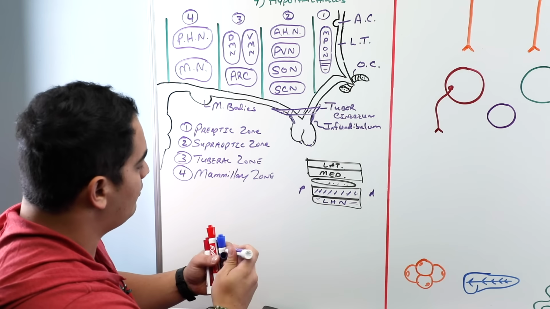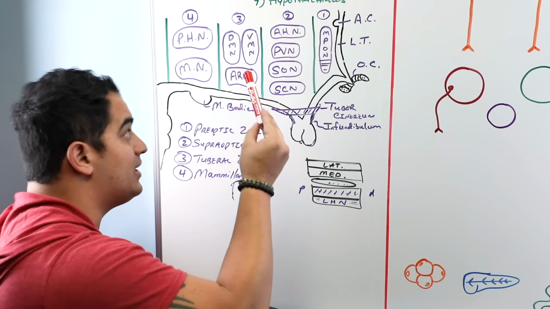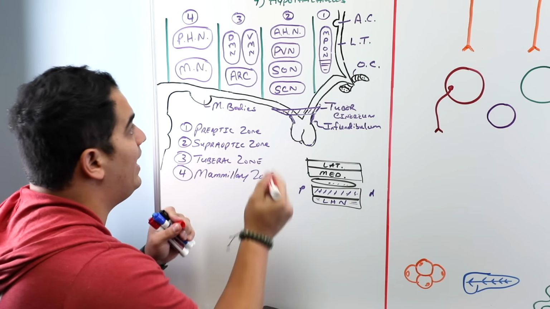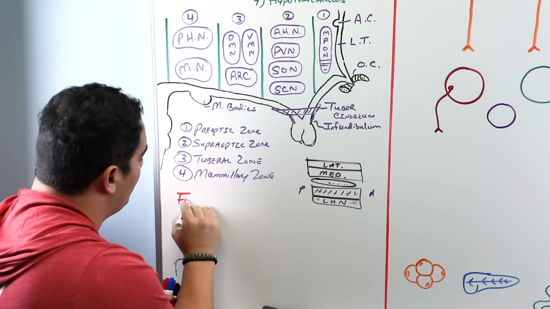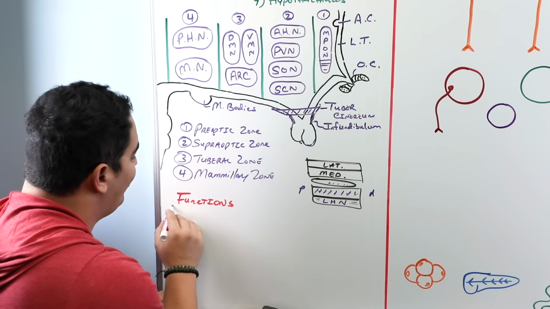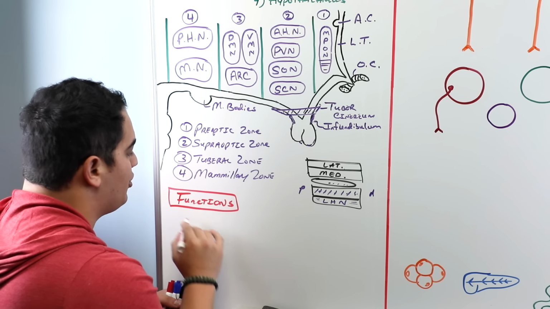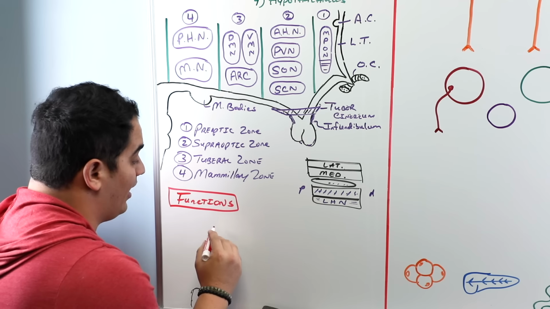Beautiful. Now, the last thing that we have to talk about, since we've established the basic anatomy and the basic zones and nuclei, is the functions. What are the basic functions? If you had to boil down the functions of the hypothalamus, I like to think about it in 3 functions. So if someone were to ask me, what are the functions of the hypothalamus, I could tell them 3 things.